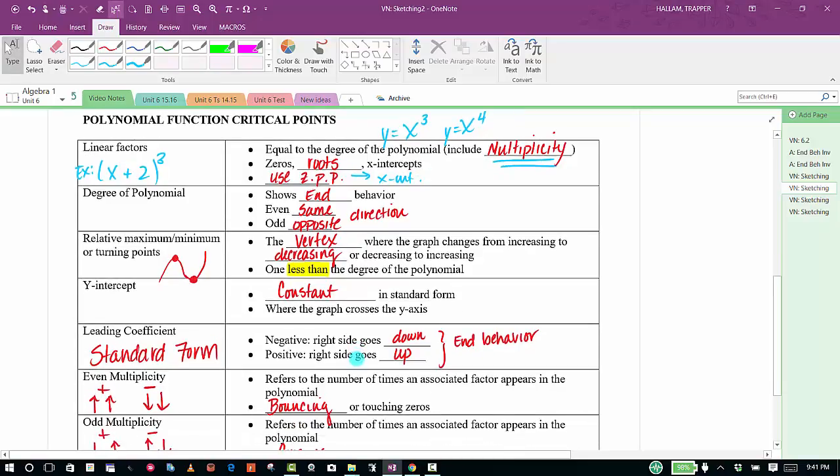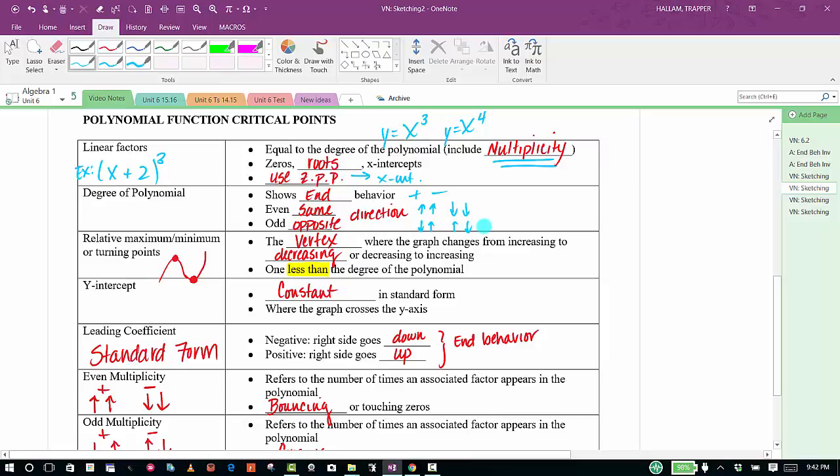All right, the degree of the polynomial, what does it give us? Well, it shows us end behavior, right? Because if it's positive or negative, we can tell which direction it's going. If they're even, it's the same direction. If it's odd, it goes in the opposite direction. So we already know that. Even's the same, either both up or both down, and odd will be opposite, either down, up, or up, down.